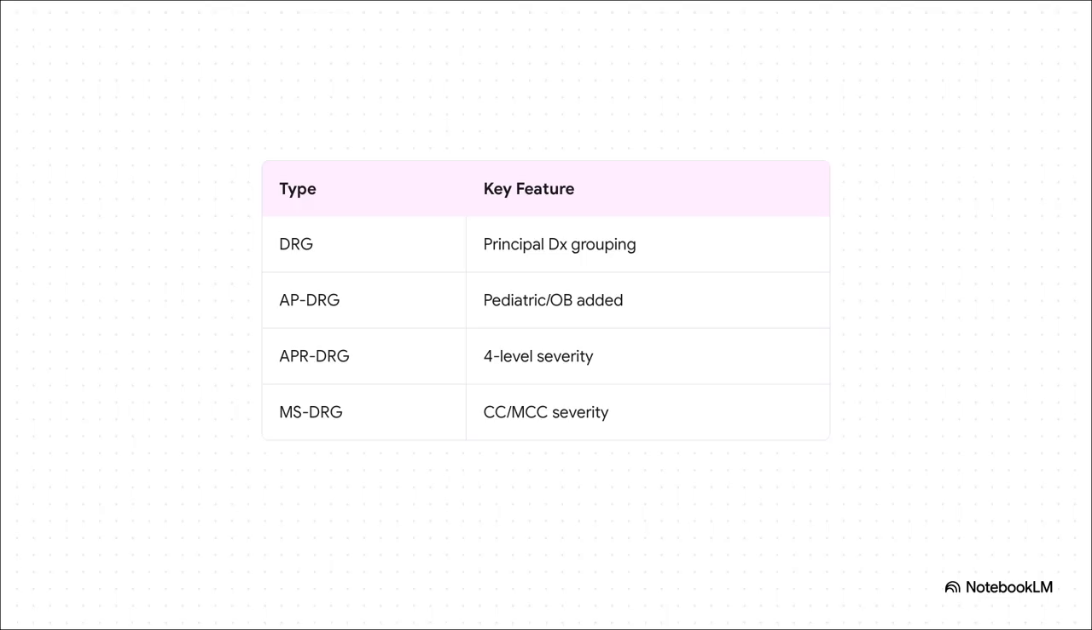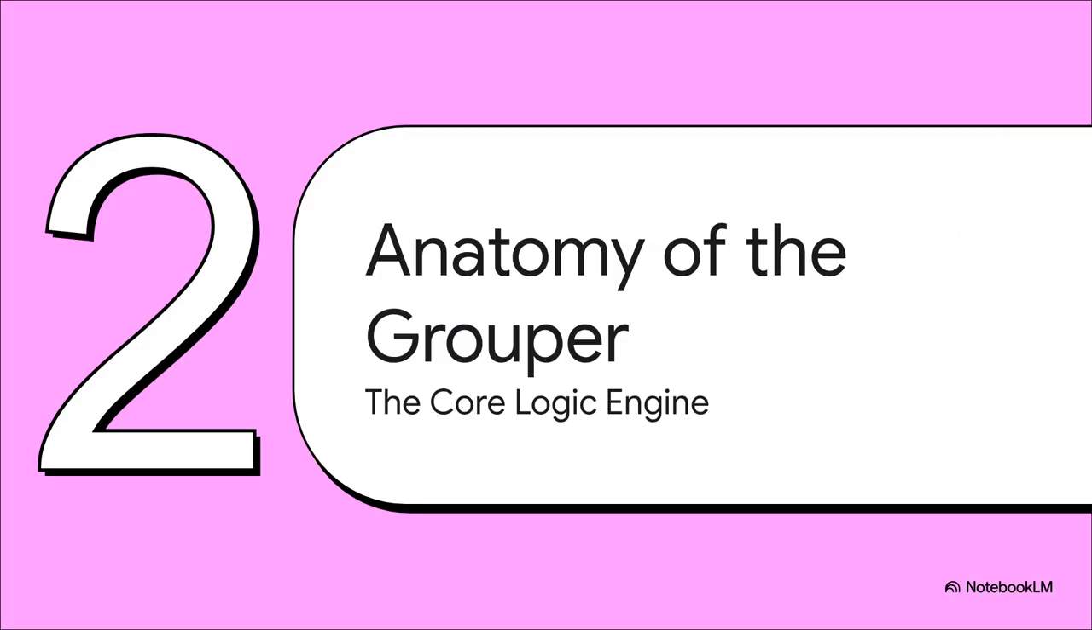But the real game changer? That arrived in fiscal year 2008 with the Medicare Severity DRG, or MS-DRG. The entire system shifted away from just basic principal diagnosis grouping to this modern MS-DRG model, which critically differentiates cases by severity and comorbidity. Moving right along to Section 2, Anatomy of the Grouper.